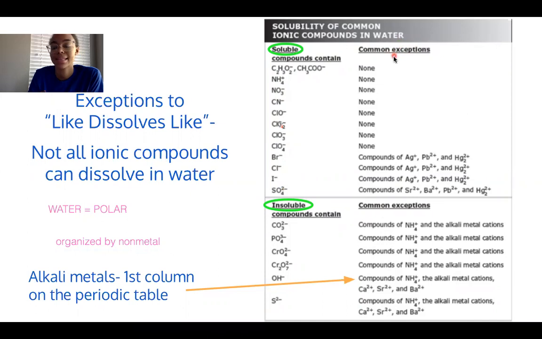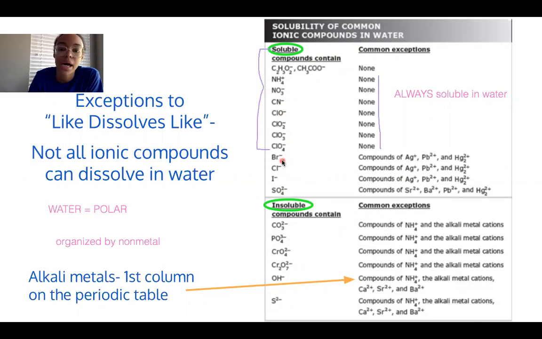And then if you look over, it says common exceptions. Okay, common exceptions. So that means that these are soluble in water except for what's listed over here. So if you look at the top half of this list, there are exceptions. It says none. No exceptions. That means this top little half is always soluble in water. So anytime you see a compound that contains CN or NO3 or ClO, that is always soluble in water, okay?